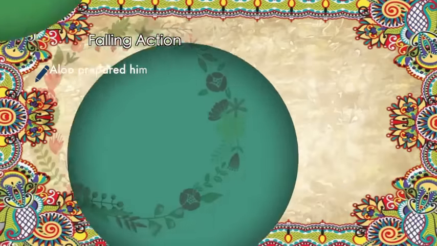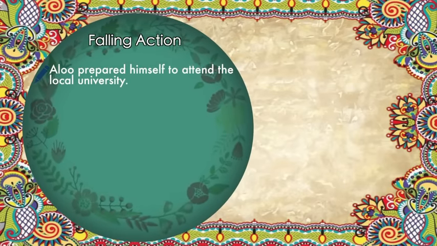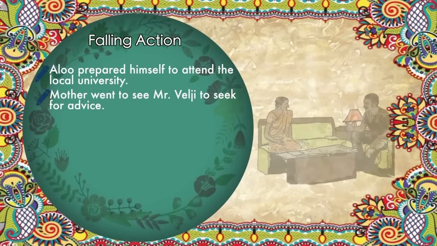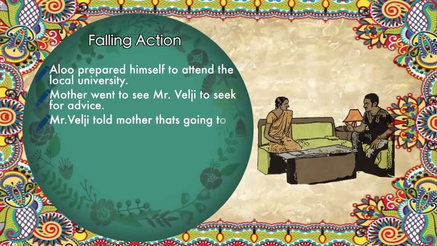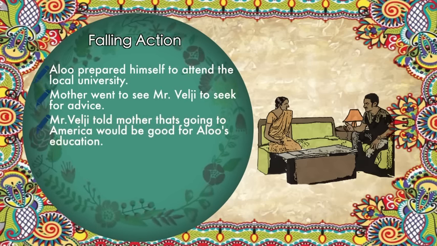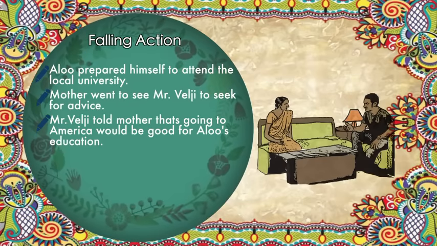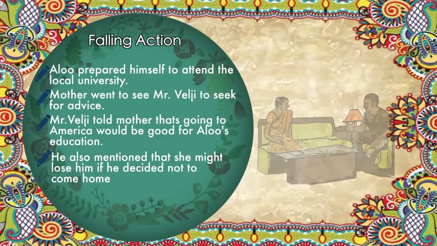Falling action. Alu finally accepted his fate and prepared himself to attend the local university. Knowing that her son was bitterly disappointed, Mother went to see Mr. Velji, the school's officer, to seek advice. Mr. Velji was very impressed to see Alu's exam results. He told Mother that going to America would be good for Alu's education. However, he also mentioned that she might lose him if he decided not to come home.